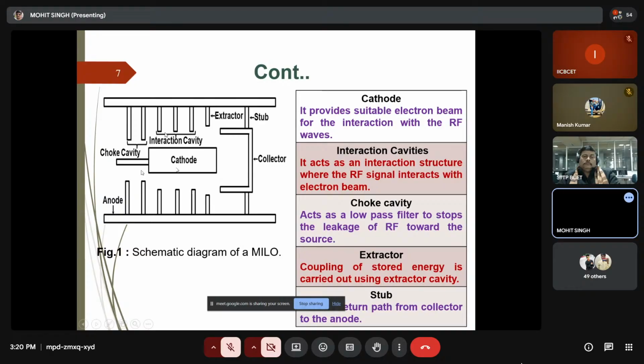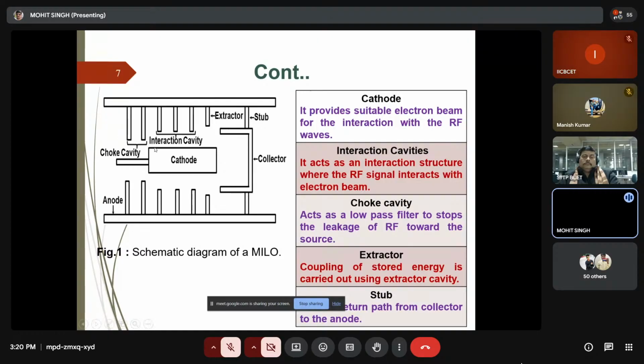Okay. This MILO consists of two cylindrical structures. One is this cathode and another is the anode. And this anode consists of periodically spaced discs. You can see 1, 2, 3, 4, 5, 6 discs are there. It can be more also. That is not fixed, it can be 6 or 5. But here, for the single frequency magnetically insulated line oscillator, six discs are placed.